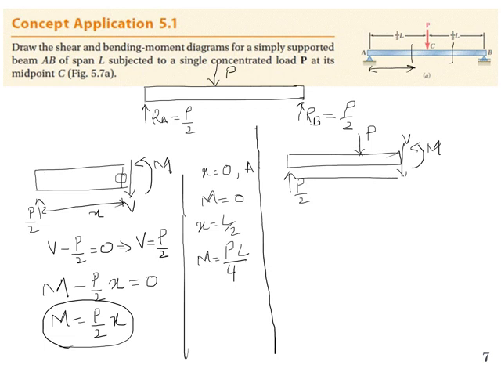And in this section, let's take x. Now, for shear force, we can write V plus P minus P by 2 is equal to 0. And this leads us to V equal to minus P by 2. Now, if you look at this shear force from C to B, the value of shear force will be minus P by 2. So it is positive from A to C, that is P by 2, and it will be negative from C to B, and the value will be minus P by 2.